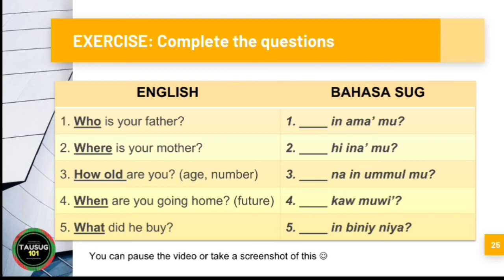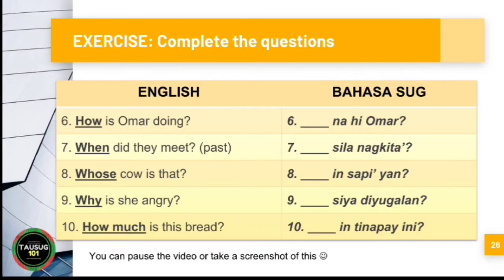Here are the English questions, and you will translate them to Bahasa Sūg using the question words that you just learned. Number 1, who is your father? Number 2, where is your mother? Number 3, how old are you? 4, when are you going home? This is in the future tense. Number 5, what did he buy? Number 6, how is Omar doing?